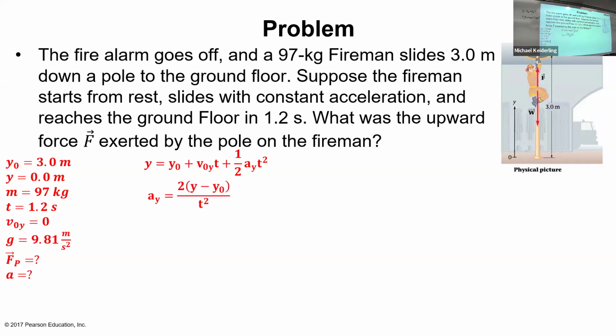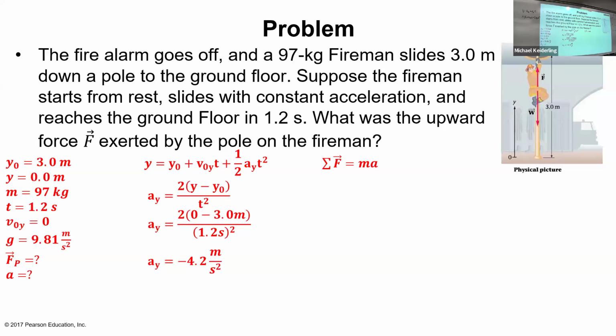So the acceleration in the y direction is 2 times y minus y naught over t squared, because v naught y is 0, so it just goes away. So 2 times 0 minus 3 meters divided by 1.2 seconds squared gives us an acceleration of negative 4.2 meters per second squared. The fireman is traveling downwards at 4.2 meters per second squared.